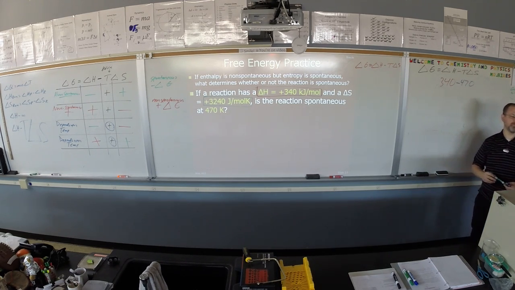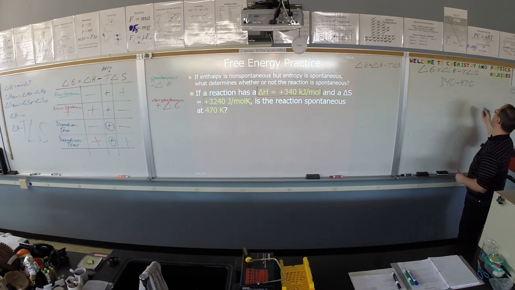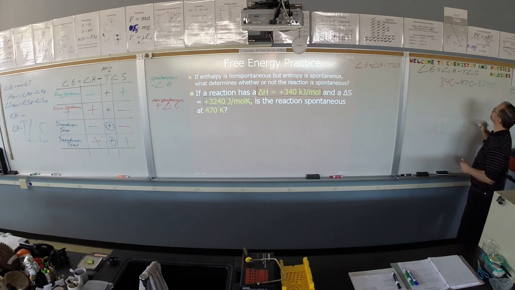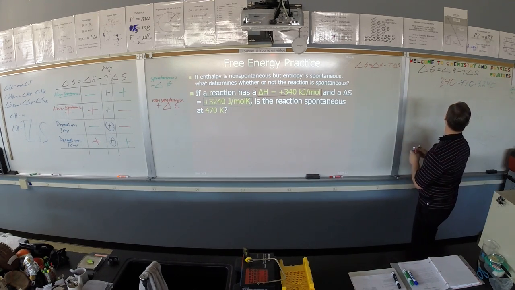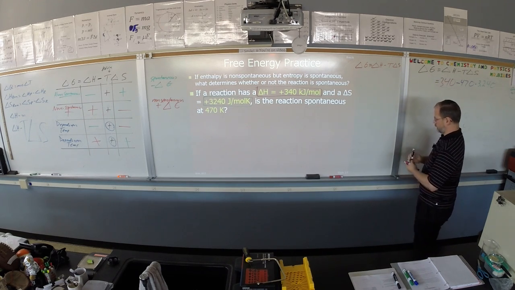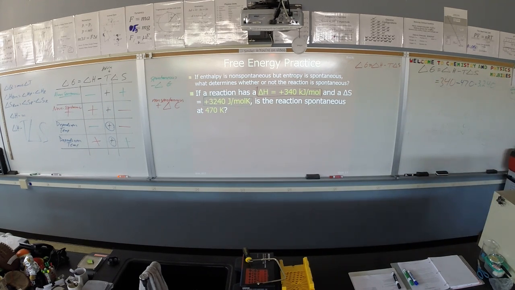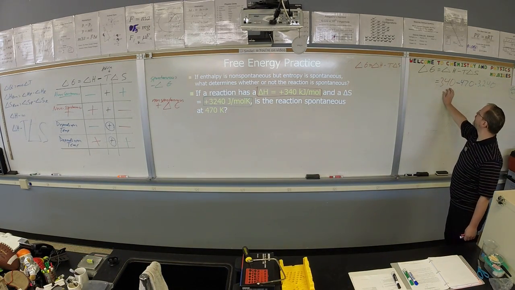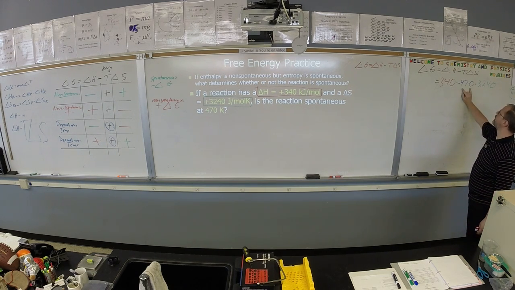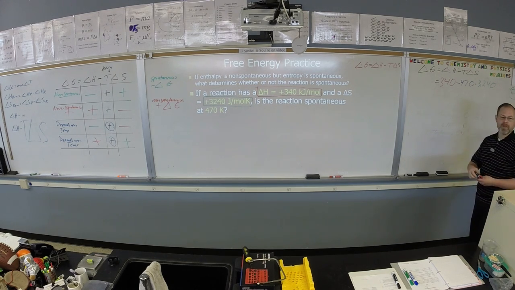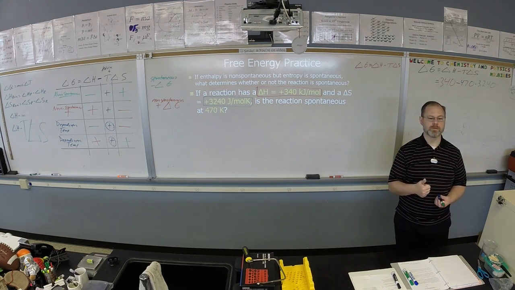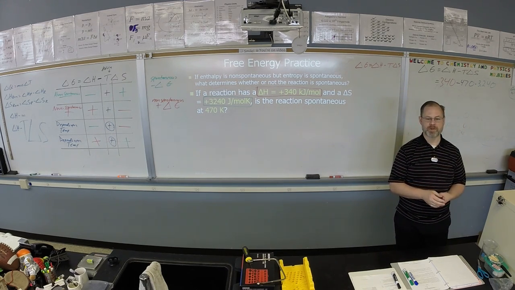What number did you plug in for entropy? Very nice, yes. You plugged in 3.240. So positive 340 for enthalpy, 470 for temperature, positive 3.2 for entropy. If you got a number, give me a thumbs up. Looks like about 3/4 of you do. Okay, I'll give you 30 more seconds for the other quarter to finish up their calculations.